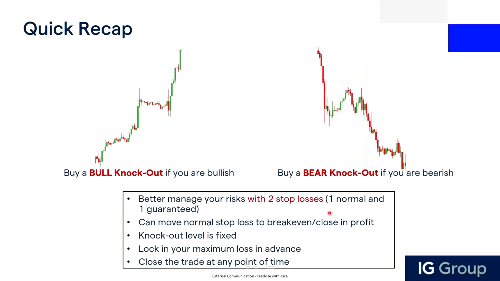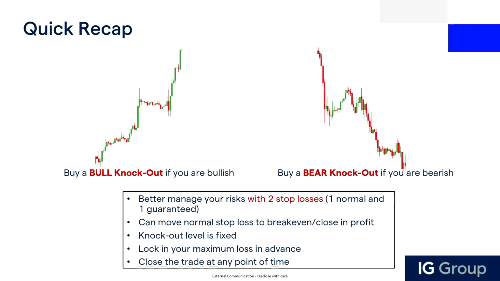So just a quick recap on the product again. What we went through was two knockouts, and we only have these two. It's either a bull knockout or a bear knockout. So again, you need to establish whether you are bullish or bearish depending on your market views. If you are bullish, buy a bull knockout. If you are bearish, buy a bear knockout. And this product helps you to better manage your risk with two stop losses, a normal stop loss and a guaranteed stop loss that is not subjected to any slippages, and that is the knockout level.